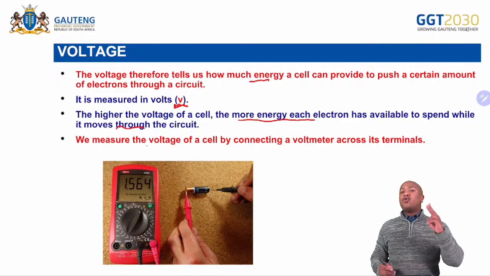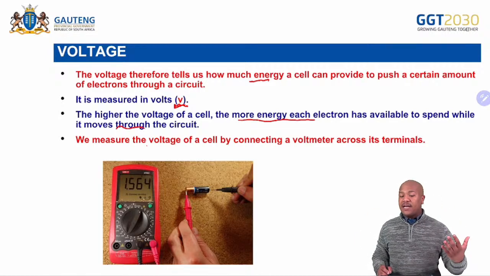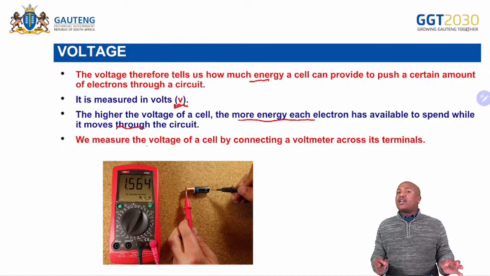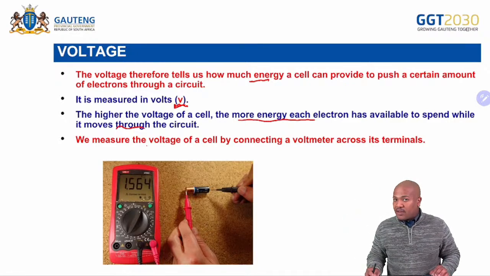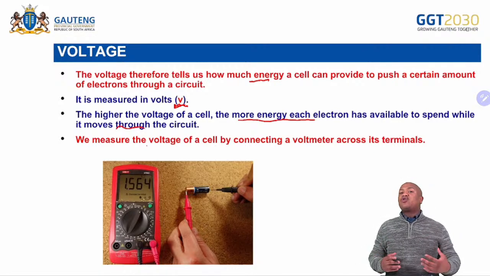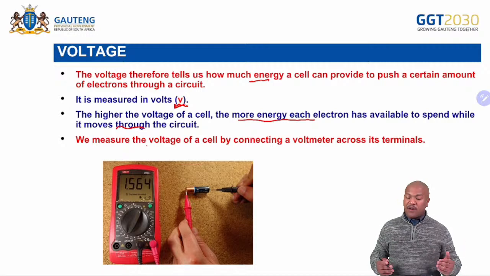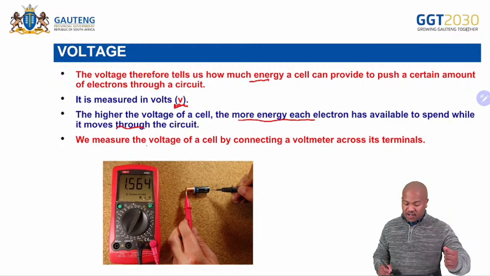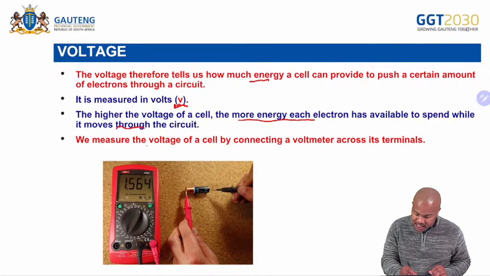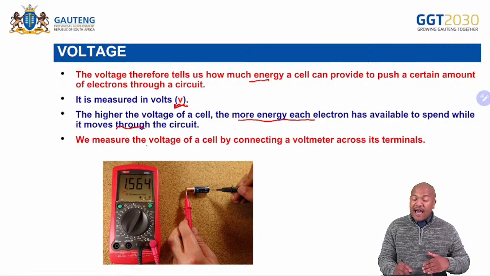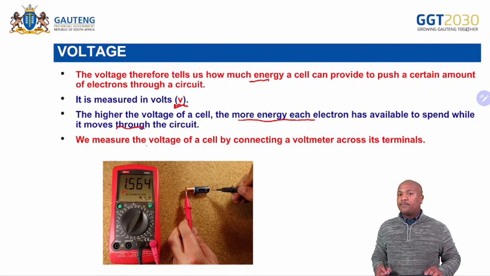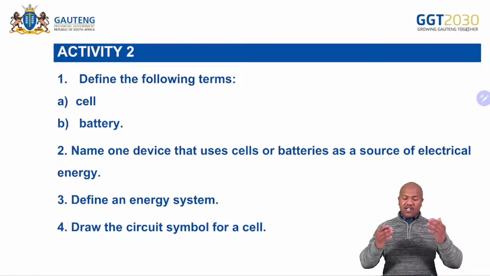Also, the voltmeter has two terminals. It has the positive terminal, which is the red one, and the negative terminal, which is the black one. So we place accordingly: negative terminal to negative terminal of the cell, positive terminal of the voltmeter to positive terminal of the cell, so that we can measure the potential difference or voltage for each cell. Like this one here, after it has been measured, we get that it has 1.564 volts as potential energy. Are we together?